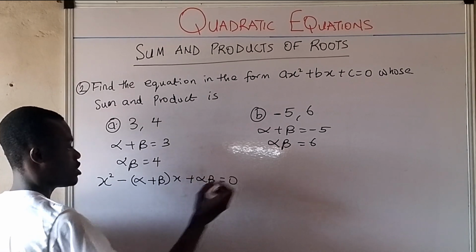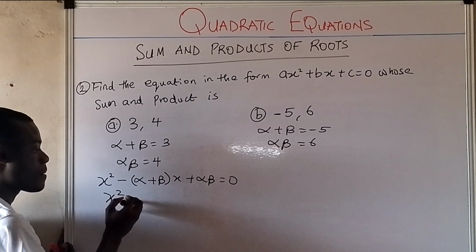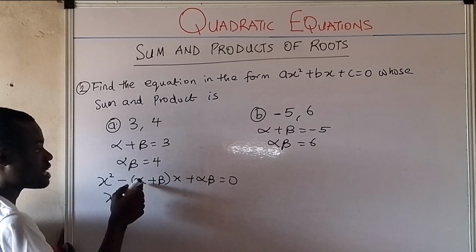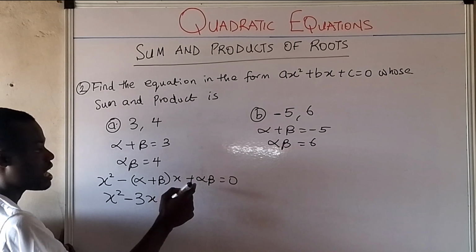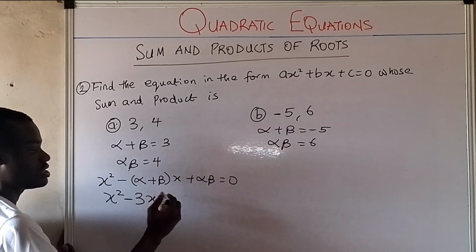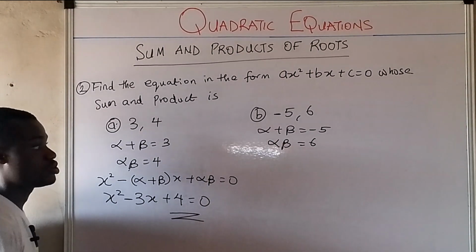So now alpha plus beta is 3, so I have it as x squared minus 3, because the sum in this case is 3, then times x, plus alpha times beta, that's the product, is equal to 4, is equal to 0. So this is the equation.